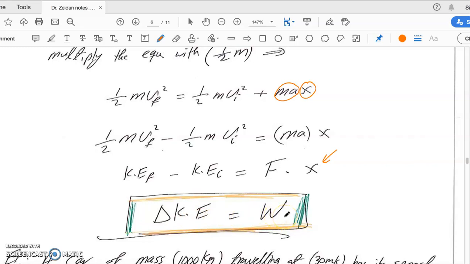I will add something here. This is called the net work, which is of course F times d, or x, whatever the distance. We will come to explain why it is the net work, while in the potential energy it's only the work. But for now, you should understand that the net work is equal to the change in the kinetic energy.